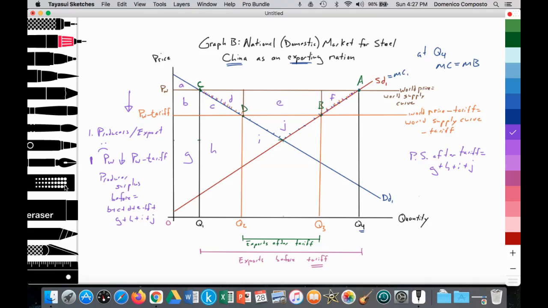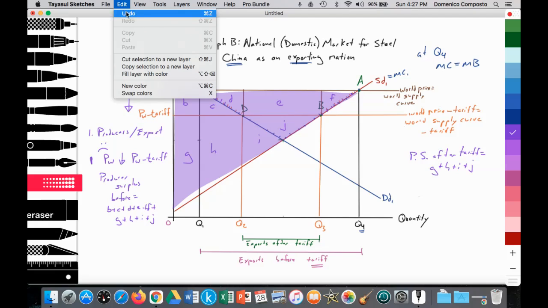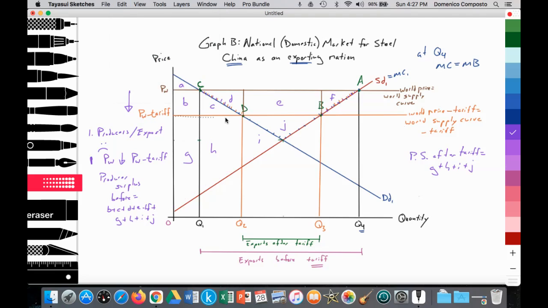So what does that look like? Originally, the producer surplus was this triangular area. This was kind of the level of profit margin that these Chinese manufacturers had. But then it is reduced because of the lower price received to this area. Okay, great. And we can also discuss total revenue.